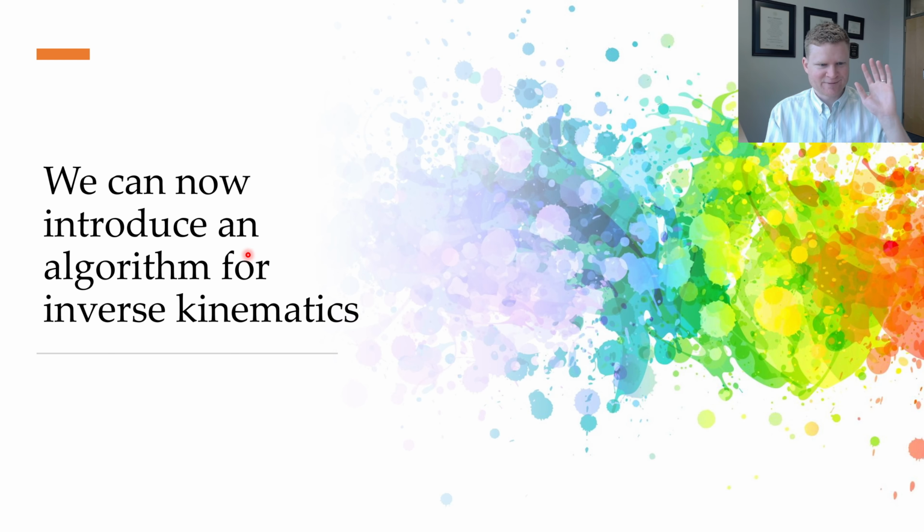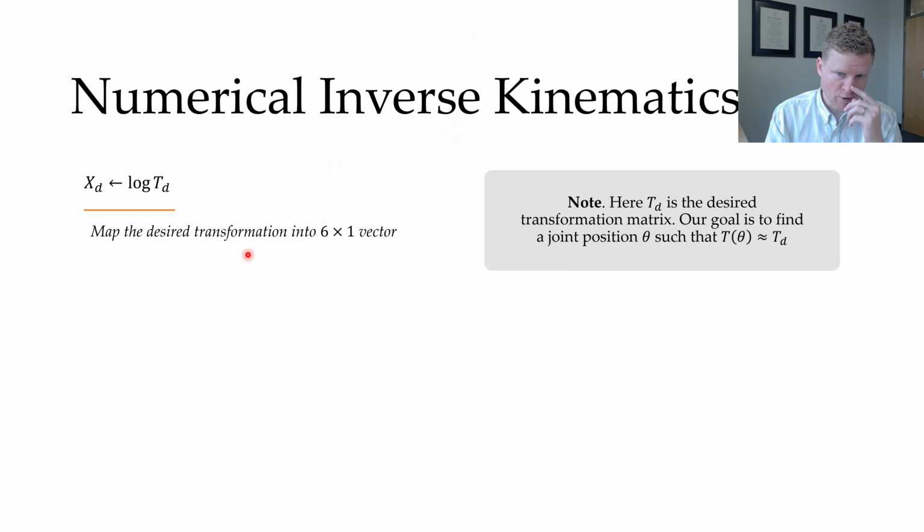Okay, so without further ado, I can now introduce an algorithm for the numerical inverse kinematics of a serial robot arm. I'm going to go through this algorithm step by step. The first step is to figure out where I want my robot to go. What is my desired transformation matrix? I'm going to call that T subscript D. The subscript D is for desired. So the desired transformation matrix is the one I ultimately want my robot to achieve.